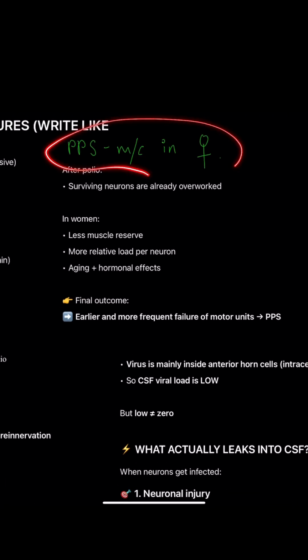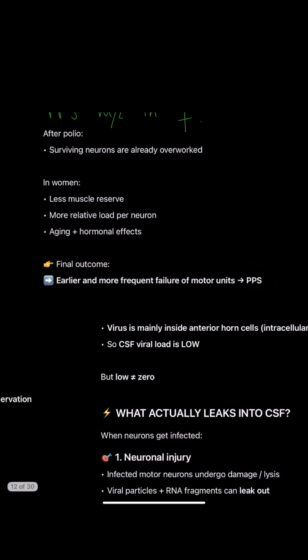Now, why is PPS more common in women? Let us see. After polio, the surviving neurons are already overworked. In women, there is less muscle mass, so there is more relative load per neuron. As a result of aging and hormonal effects, there will be earlier and more frequent failure of the motor units. And hence, it will cause PPS.